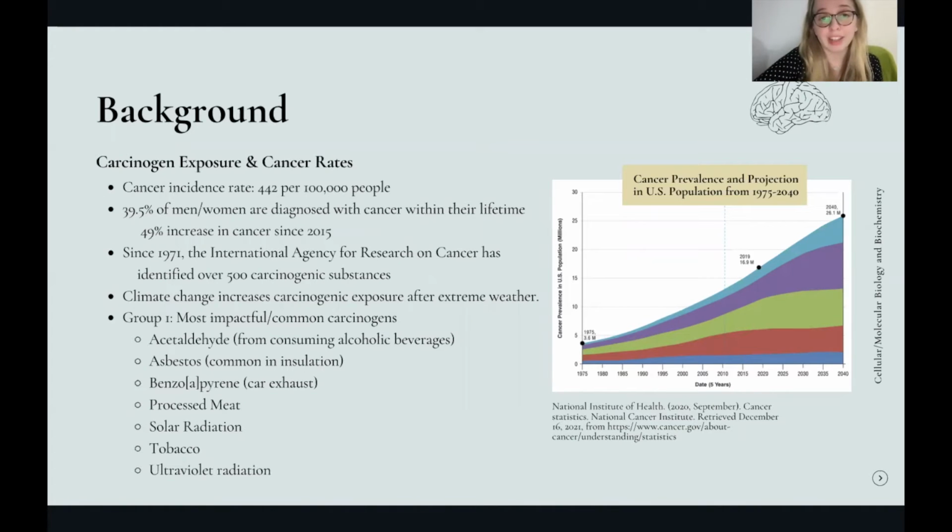Carcinogen exposure and cancer rates have increased significantly, which is what makes this project so relevant. There has been a 49% increase in cancer since 2015. Look at the bottom of the slide: the group 1, impactful and common carcinogens usually are things that are in our everyday lives, such as car exhaust, consuming alcoholic beverages, solar radiation, tobacco, and processed meat.